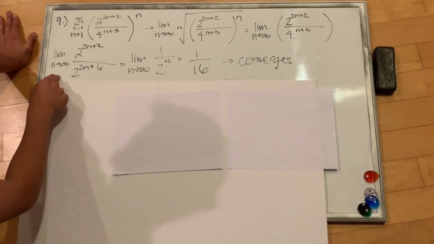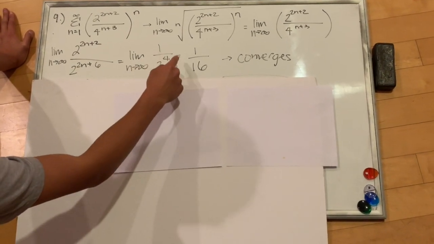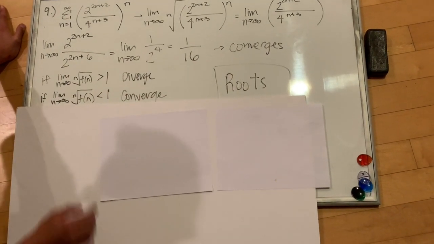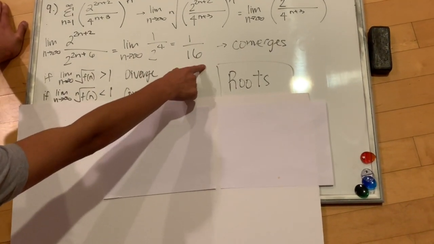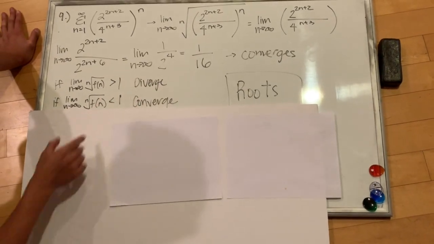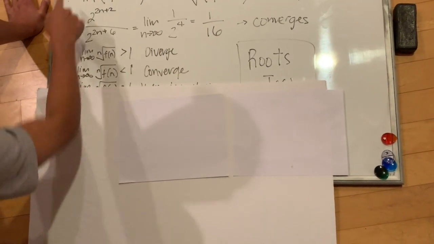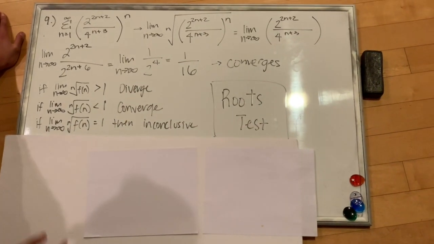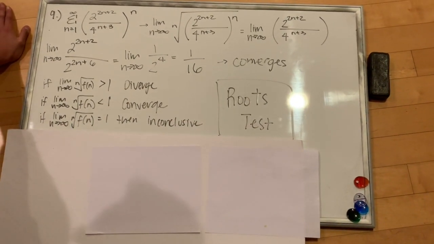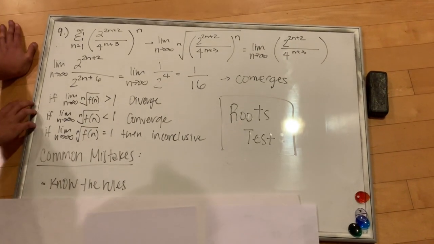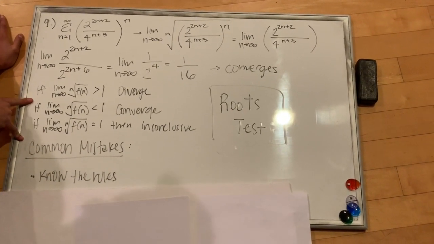And then we take the limit, and that gets us 1 over 2 to the power of 4, which is 1 over 16. If the limit, our final output, is greater than 1, it will diverge. If it's less than 1, it will converge, which is right here, which means this sum converges. And if it equals 1, then the root test is inconclusive. A common mistake is that most people forget these rules, so make sure you know these rules very well.